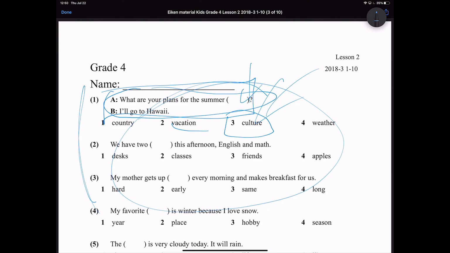I'm going to talk a lot about different strategies for getting kids to verbalize their understanding of English.